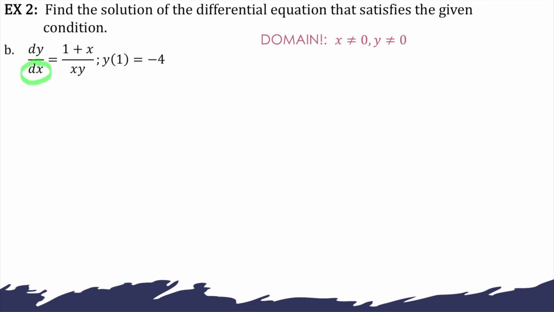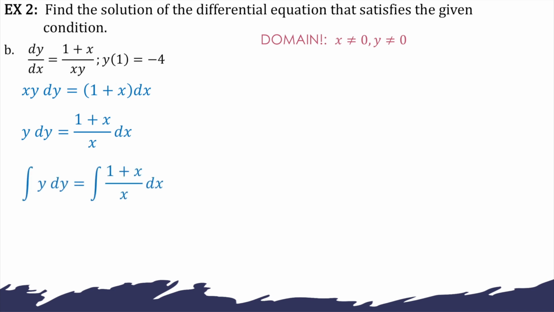Let's start by moving the dx to the right and the xy to the left, just to get rid of that fraction. So we've got xy dy equals 1 plus x dx. Now I can divide both sides by x. Now I'm good. I've got all the y stuff on the left, all the x stuff on the right.